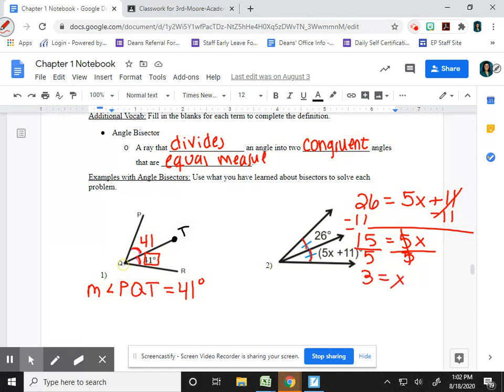Okay, so we know that 3 is equal to x, but if you wanted to make sure that these were the same, you would plug it back in. You would say 5 times 3 plus 11 and solve that. Well, then I get 15 plus 11. 15 plus 11 is 26, and 26 is what both of these should be if they're congruent. So that is angle and segment bisectors.